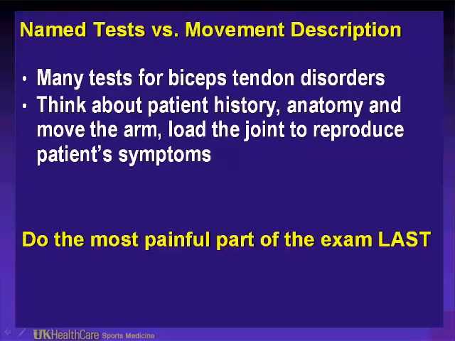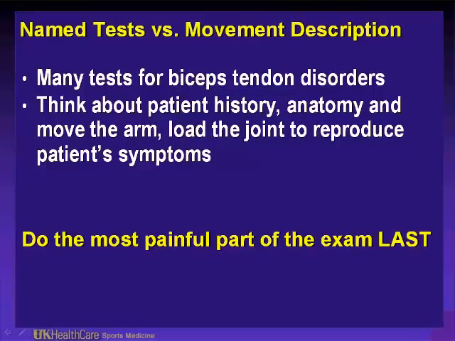There are a lot of named tests. Sometimes the people for whom the test is named don't know what that test is. A prime example of a lot of named tests are for biceps tendon disorders. If we have this many named tests for it, it's better to stick with just a few and talk about what movement you are doing to reproduce pain. Oftentimes, if you listen to patients, they'll tell you what movements bother you, and you can make a diagnosis before laying your hands on them.